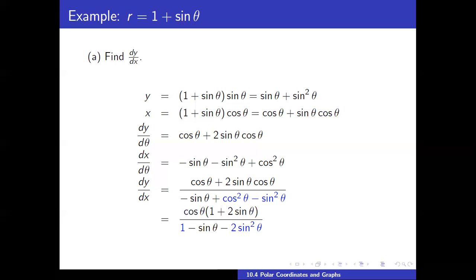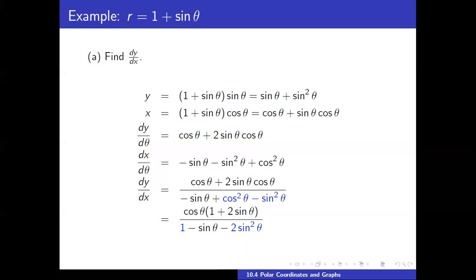Now remember, the reason I'm doing this is because if I wanted to figure out where the tangent line goes vertical, I would need to easily be able to determine where the denominator is 0. To figure out where the tangent line goes horizontal, I would need to easily be able to figure out where the numerator is equal to 0, yes? So tangent line vertical, denominator 0. Tangent line horizontal, numerator has to equal 0, yes? So does that formula make sense?